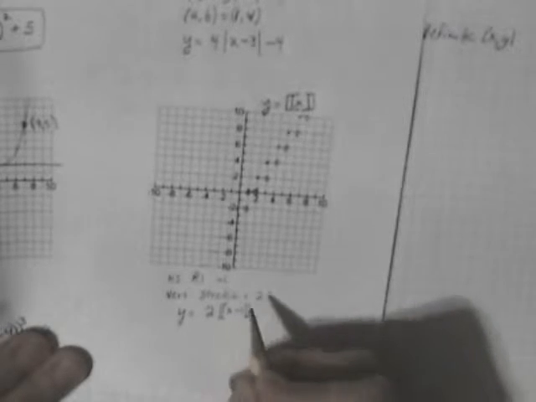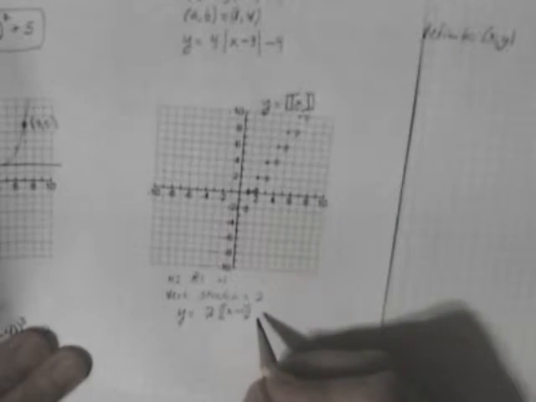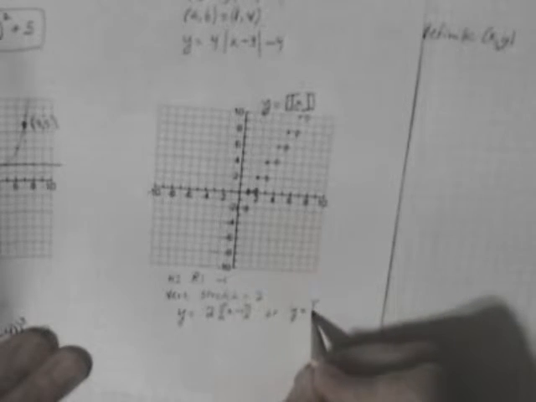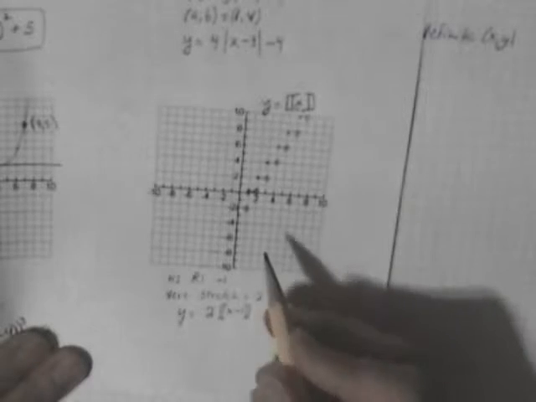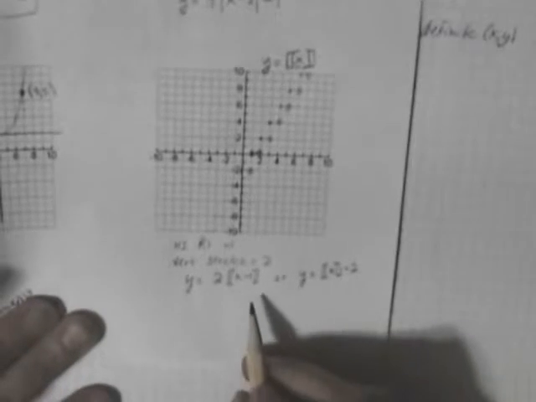And there are other things. You can actually call this a shift down of 2 if you wanted to. And the equation would be y is equal to the greatest integer function. It has not been shifted at all to the left or right, but it has been shifted down 2. So either one of these equations would be correct. You can put those in.